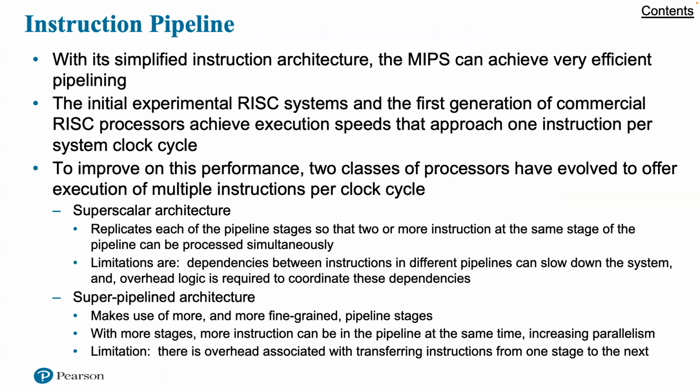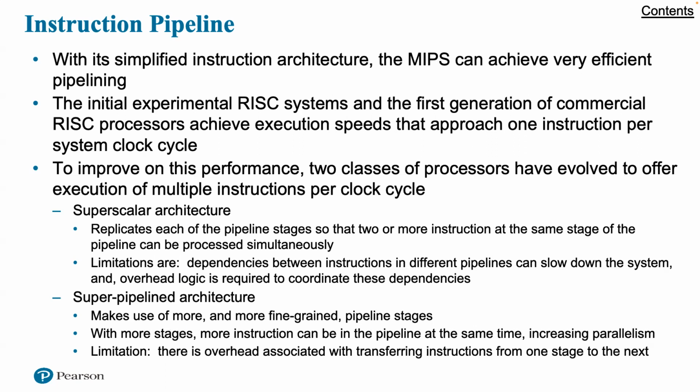So with its simplified instruction architecture, the MIPS can achieve very efficient pipelining. It is instructive to look at the evolution of the MIPS pipeline, as it illustrates the evolution of RISC pipelining in general. The initial experimental RISC system and the first generation of commercial RISC processors achieved execution speed that approaches one instruction per system clock cycle. To improve on this performance, two classes of processors have evolved to offer execution of multiple instructions per clock cycle: superscalar and super pipelined architecture.